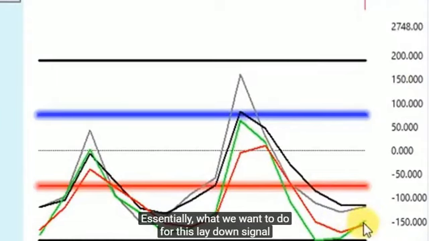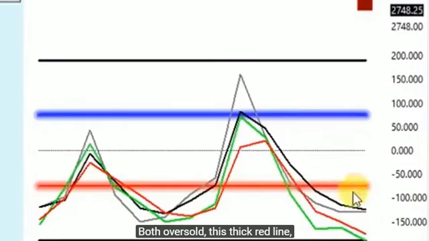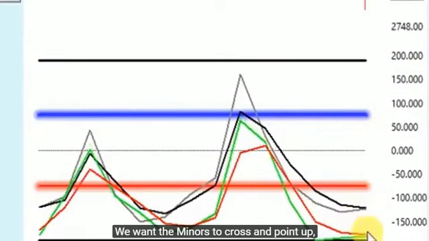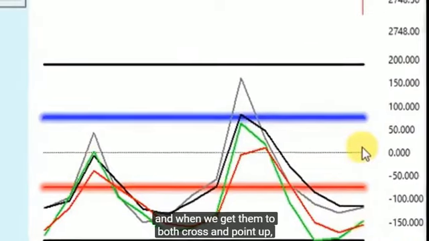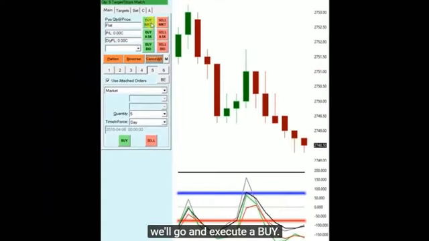Essentially, what we want to do for this lay down signal is wait for them to have a quick agreement. Both oversold, this thick red line, and then crossed and pointed up. We want the minors to cross and point up and the majors to cross and point up. And when we get them to both cross and point up and remain that way till the end of the candle, we'll go ahead and execute a buy. We're just going to go for a half a point and get in and out of this trade. So let's wait for that setup.